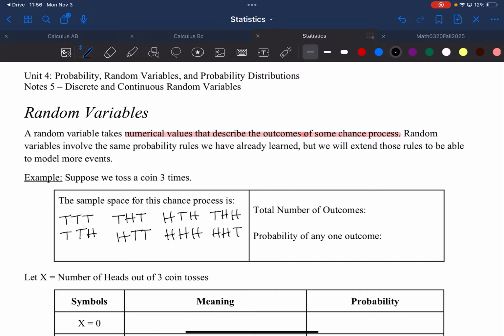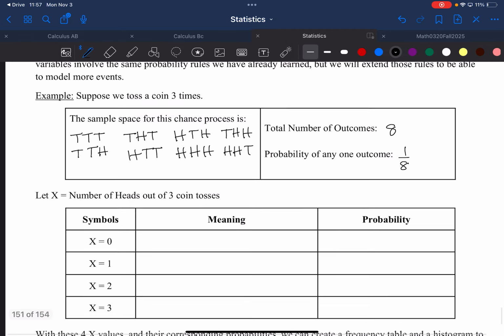So what that means is those are all the different possibilities we could get if we were to flip the coin 3 times. So what is the total number of outcomes? 8. Good job. Okay, what's the probability of one outcome happening? 1 out of 8. So this example here is what we did when we talked about probability.